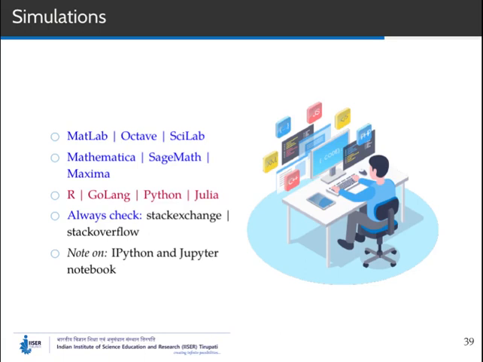When you have some queries or doubts, it's always better to check Stack Exchange or Stack Overflow, which have tons and tons of questions. There might be a possibility that your question has already been asked by someone and somebody may have answered it.